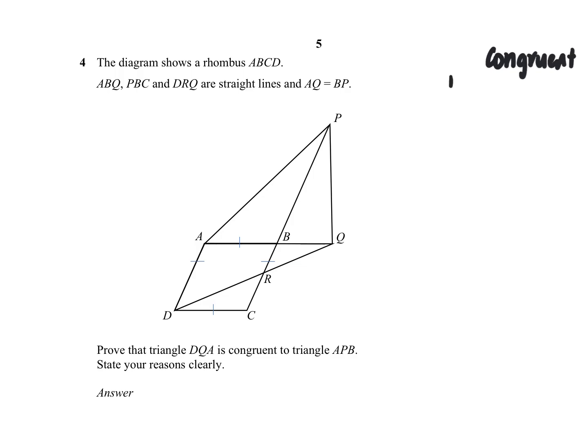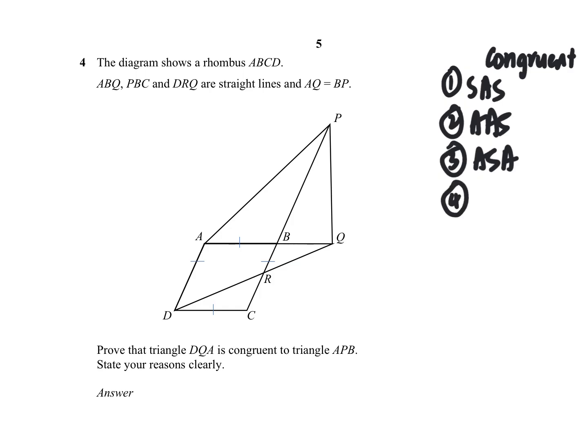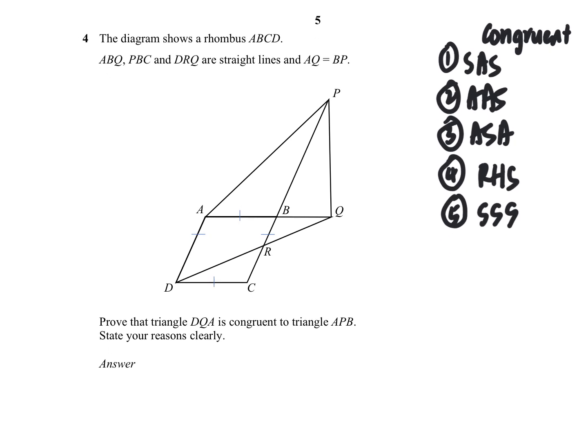There's 5. S what? SAA? Don't have SAA. RHS. RHS, one last one. SSS. Don't have AAS here already. No ASS and no SAA, no SSA. Remember that.